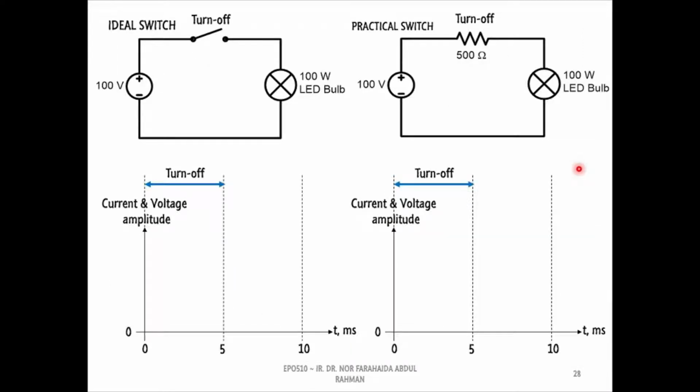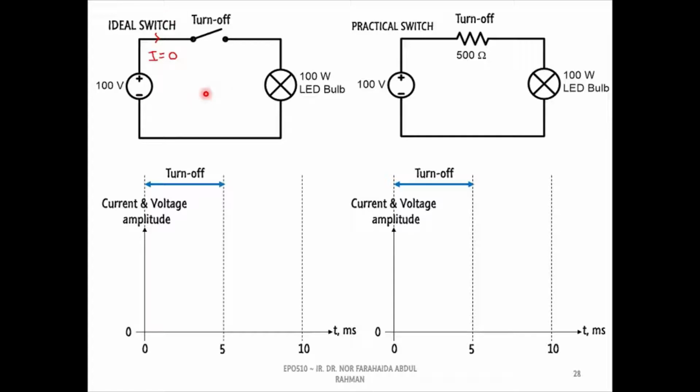These two figures show the equivalent circuit of the power switch during the off state. The left circuit refers to an ideal power switch, and the right circuit is a practical power switch. In an ideal condition, the inner resistance of the power switch is infinite. Hence, we can consider the power switch to act as an open switch during turn off. Hence, no current can flow through it.